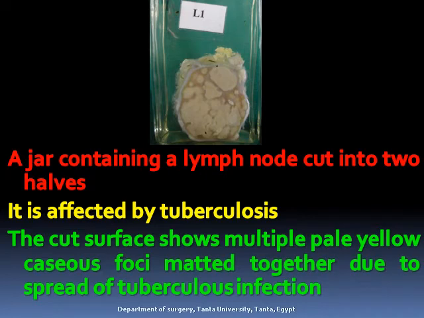A jar containing a lymph node cut into two halves. It is affected by tuberculosis. The cut surface shows multiple pale yellow caseous foci matted together due to spread of tuberculous infection.